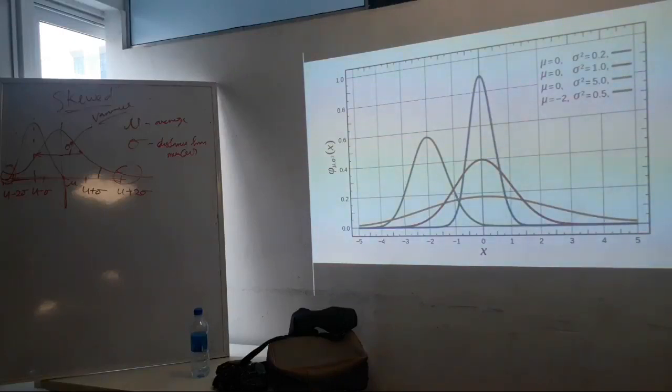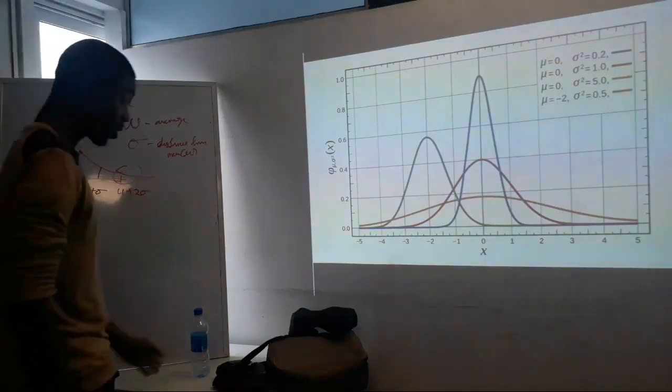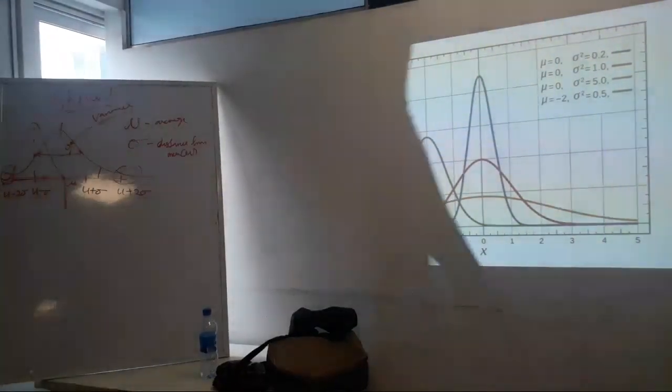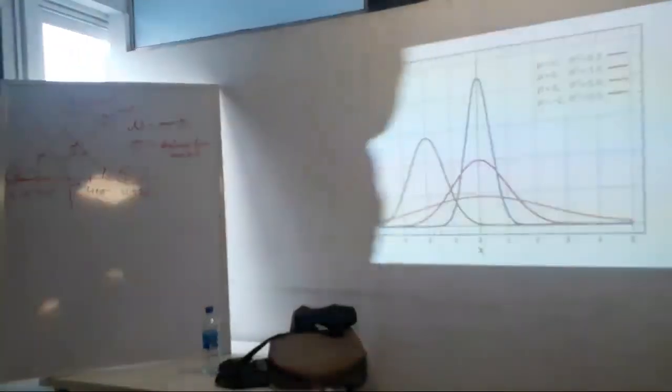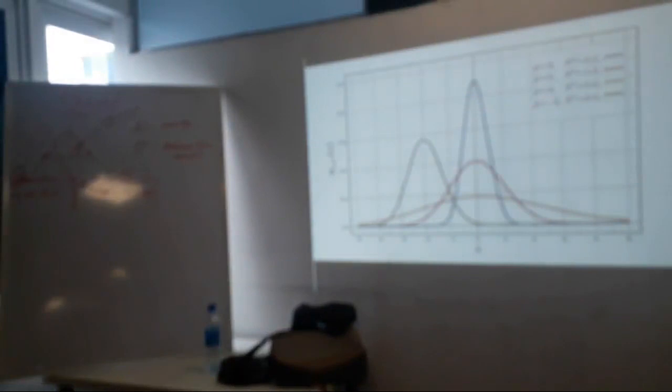So what can we infer from this? You can see some are spread out, some are skinny. The question is, what can we infer from these curves? If you see a Gaussian curve that is spread out, and one that is very skinny, what can you infer intuitively from that?